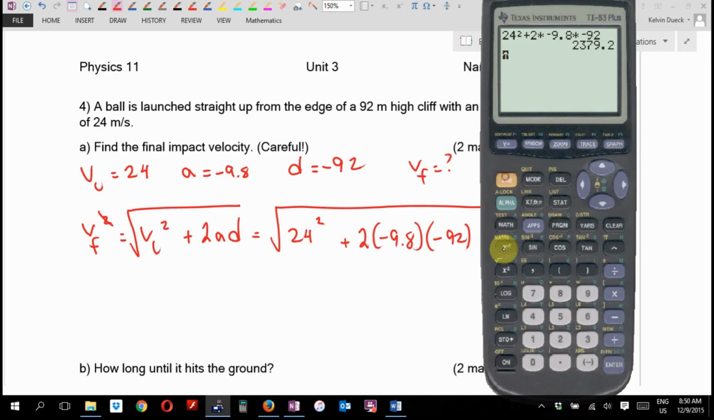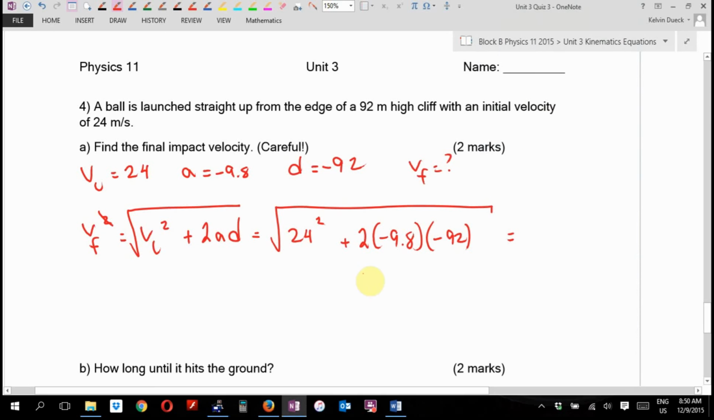And I can take the square root of that, and I get 48.8. And this is wrong. And this is why I said careful. Why is this wrong?